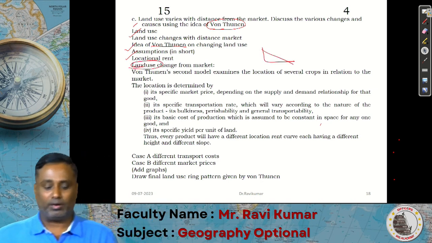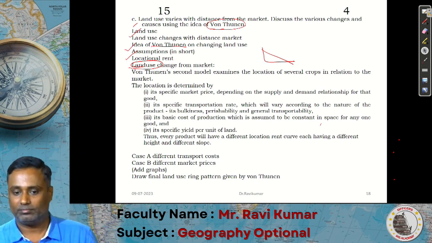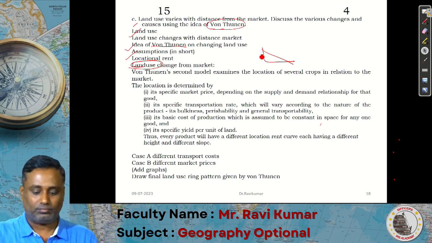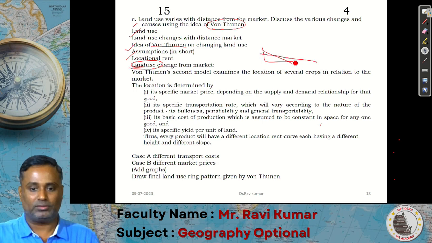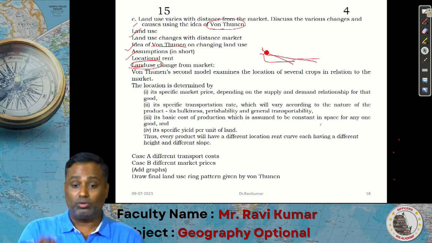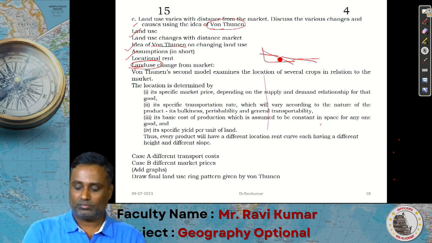Because we are going to draw a graph in land use change from the market. Here we are going to draw a graph. You know the graph? Draw a graph like this. From that we have to derive that circle model. Like this, you have to derive the circles. You know how to derive the circles?